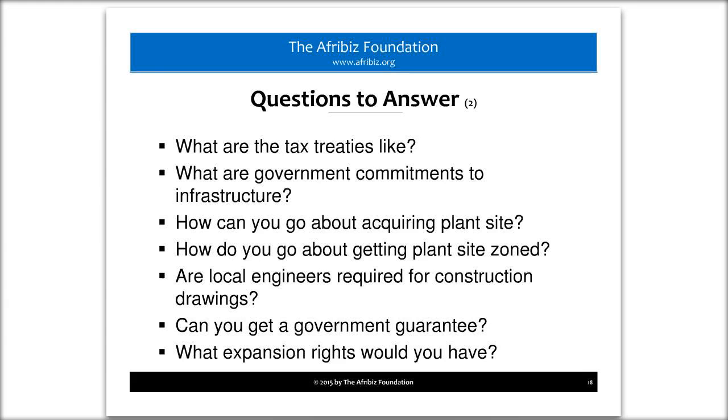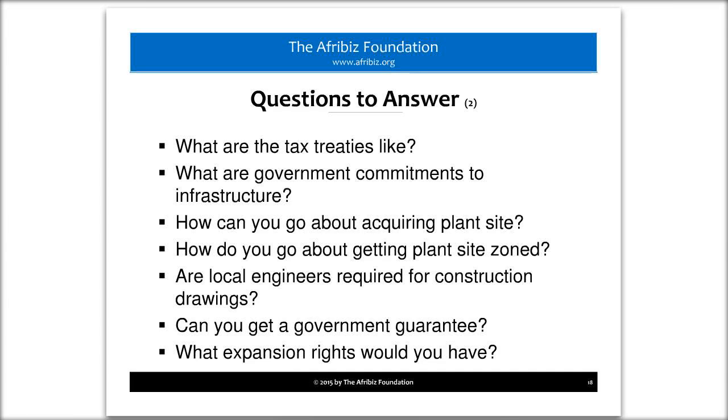In some cases, for example, you might be taxed on your revenue in the host country and then taxed when you bring it back into your country. So that's double taxation. So you're going to want to look at whether there are any double taxation treaties between countries.